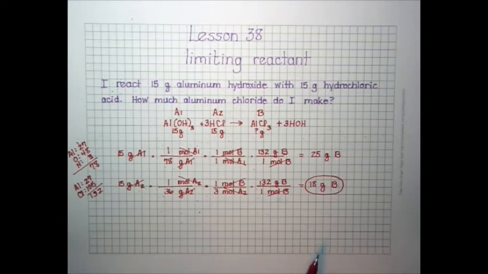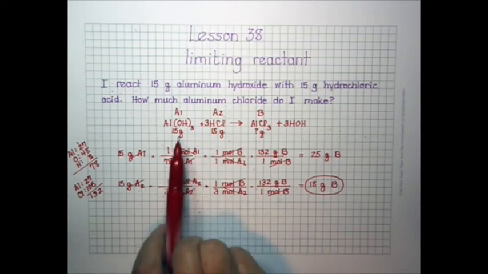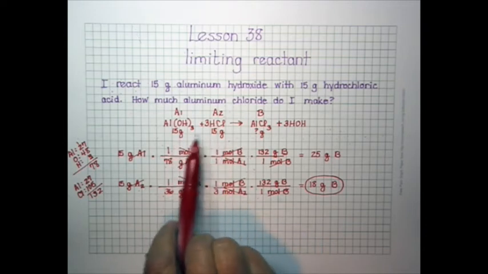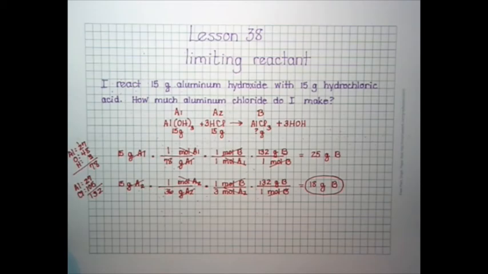How do you recognize that this is a limiting reactant problem? Because you have 2 known quantities. Not bad. We can do this.